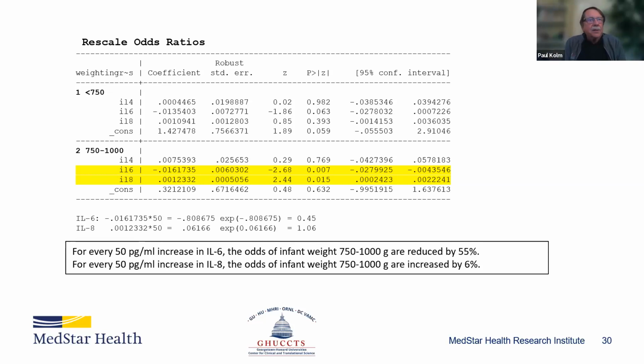And so what this means is that for every 50 unit increase in IL-6, the odds of infant weight, in comparison to the 1,000 gram group, are reduced by 55%. And for every 50 unit increase in IL-8, the odds of infant weight are increased by 6%. Again, in comparison to the 1,000 gram group.